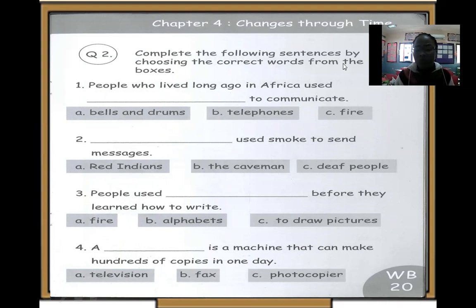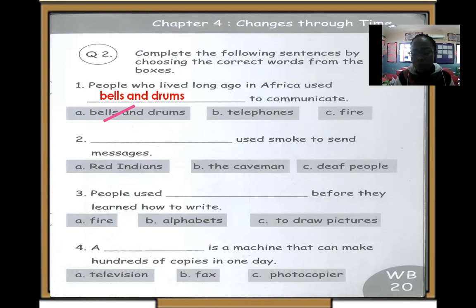Online work. Complete the following sentences by choosing the correct words from the box. Number 1, people who lived long ago in Africa used dash to communicate. What did they use to communicate? People that lived long ago in Africa used bells and drums to communicate.